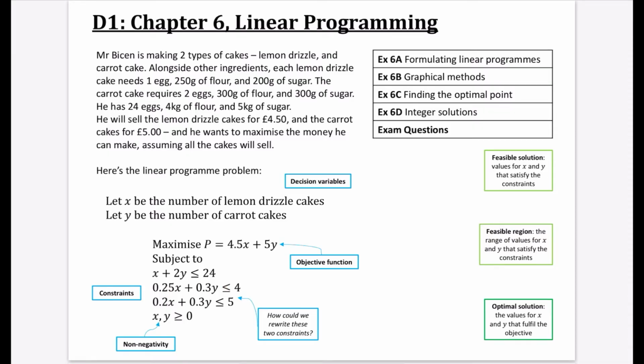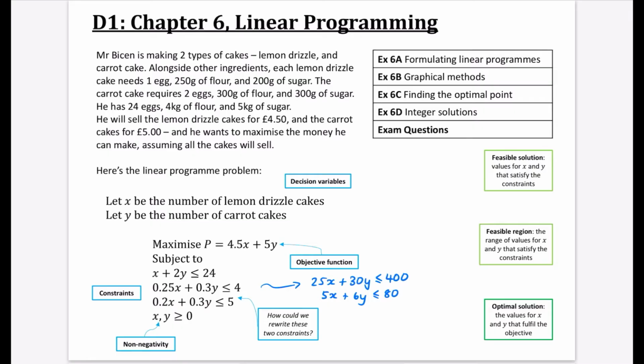And I guess the way we would probably do this is we don't usually like having decimal kinds of coefficients. So what I could do is think about multiplying this and simplifying this equation. So if I say multiplied everything by 100, I would end up with 25x plus 30y is less than or equal to 400. And then I could divide everything by 5, so I get 5x plus 6y is less than or equal to 80. So these three constraints that I've got here are all the same.